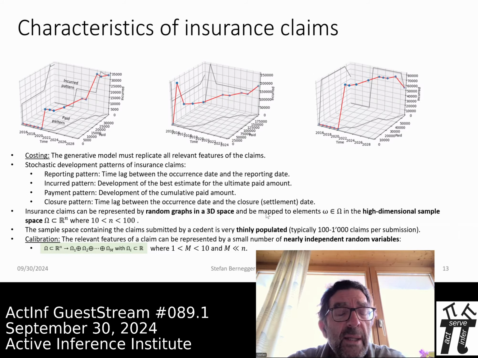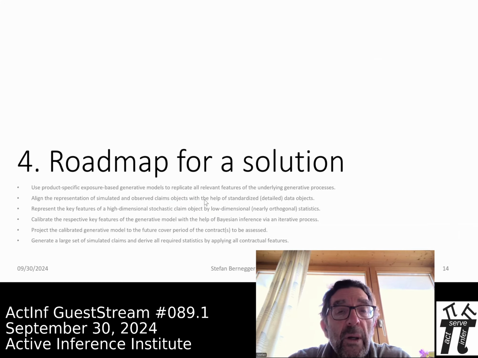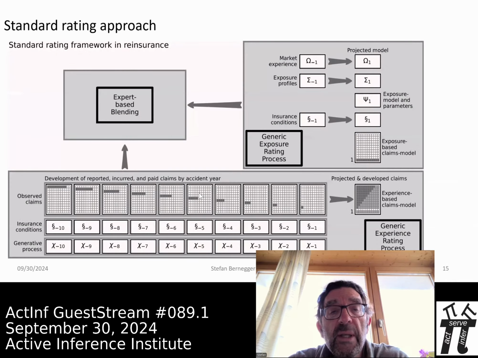So this is the second part, the reduction, and I will show you how this is done. But just to understand that this step is necessary, else there's nothing you can do. Now, how can we solve this? This is again another representation of the standard approach.